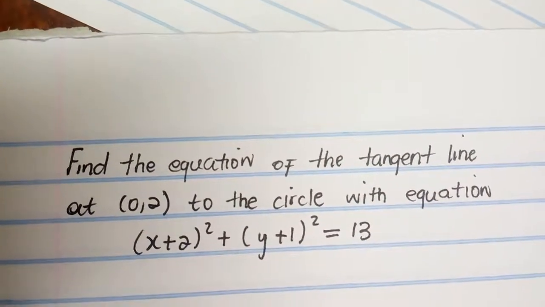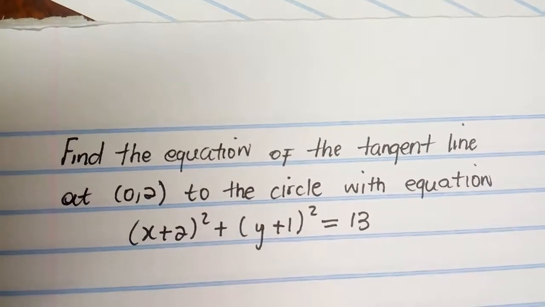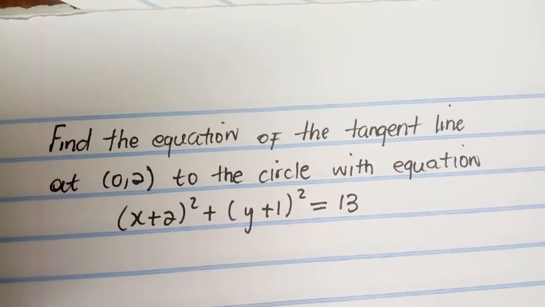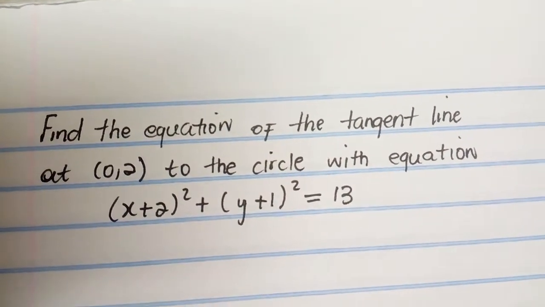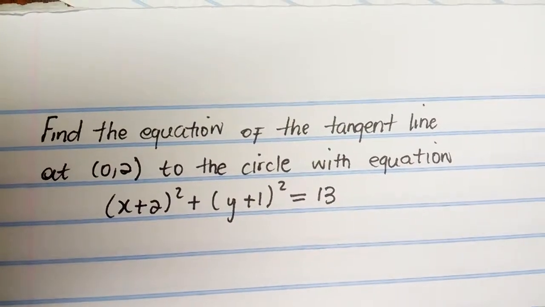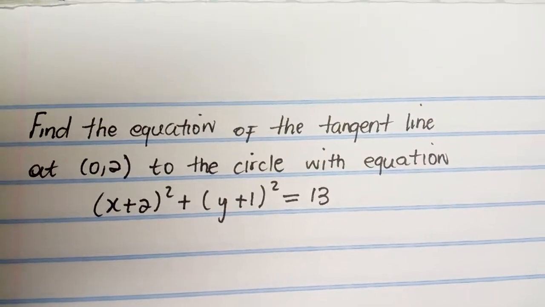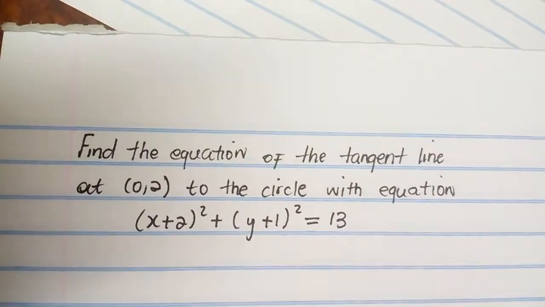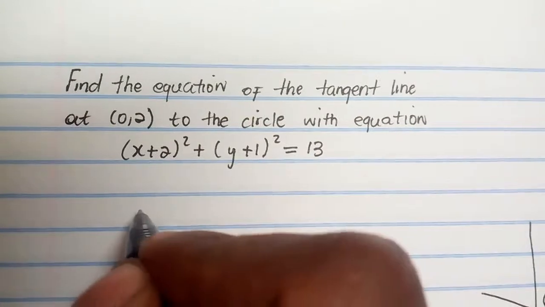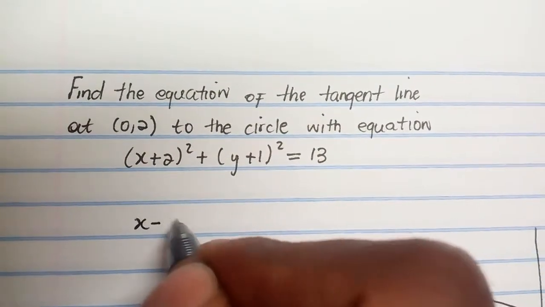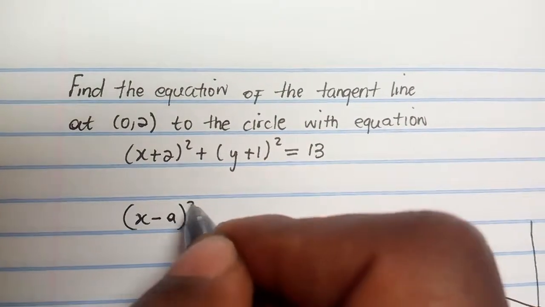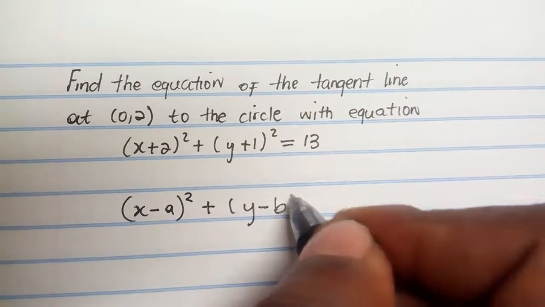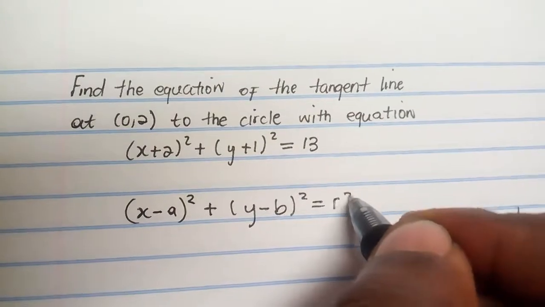Find the equation of the tangent line at (0, 2) to the circle with equation (x + 2)^2 + (y + 1)^2 = 13. Now, the first thing that you want to do in this situation is to write the standard equation for every circle so that you simplify the whole situation, which we know as (x - a)^2 + (y - b)^2 = r^2.